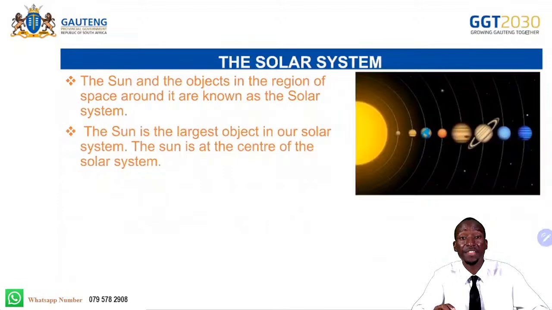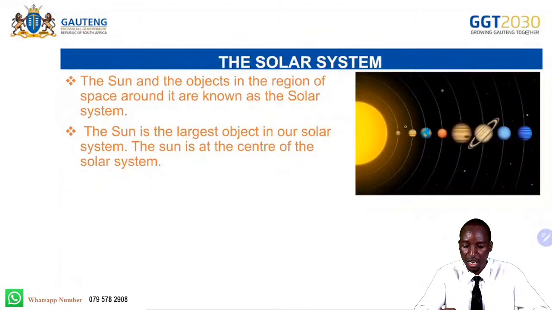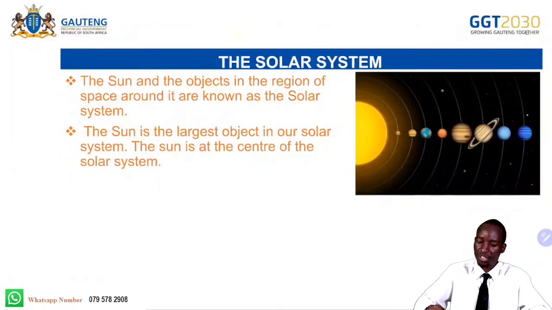If you look at that picture shown there, you can see we've got our sun, and then away from the sun, we've got those planets that are indicated there. You can see the orbits that each planet uses as it moves around the sun. And all those objects are found orbiting around the sun, and together with the sun, they make up what is called the solar system.